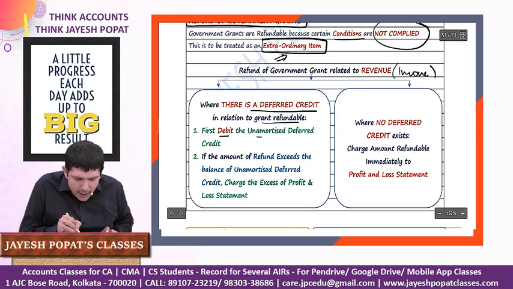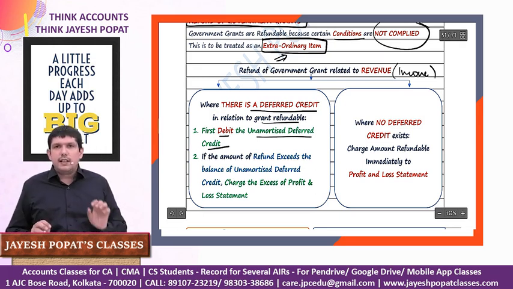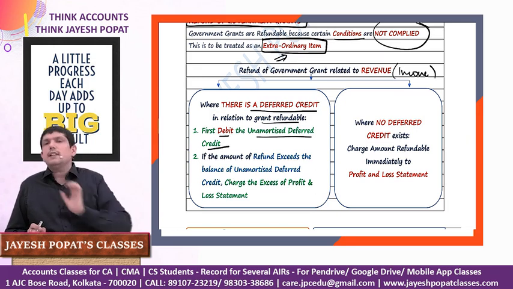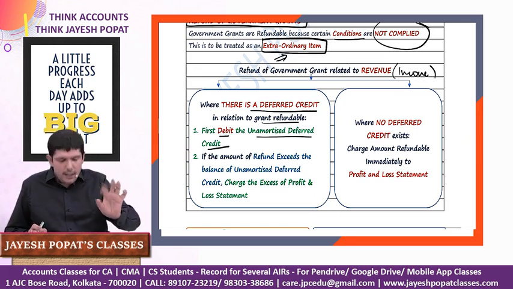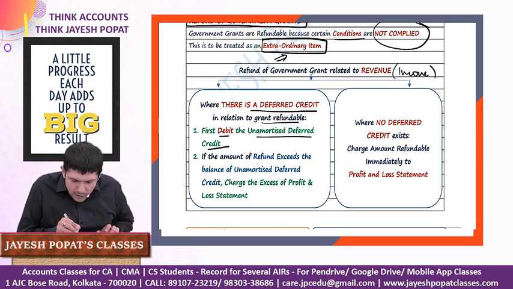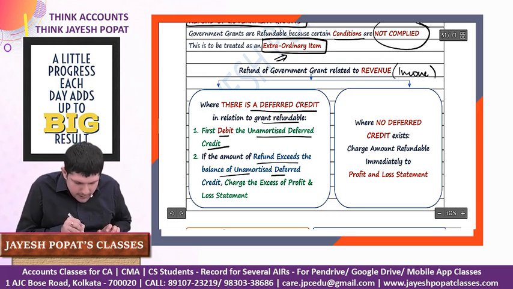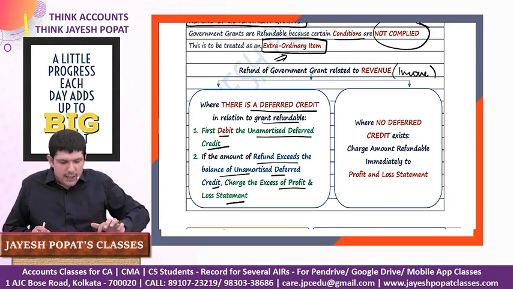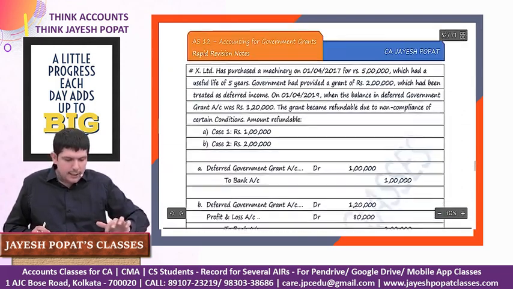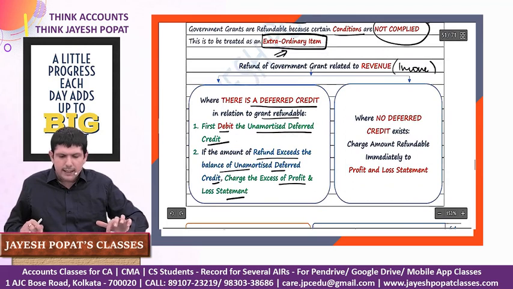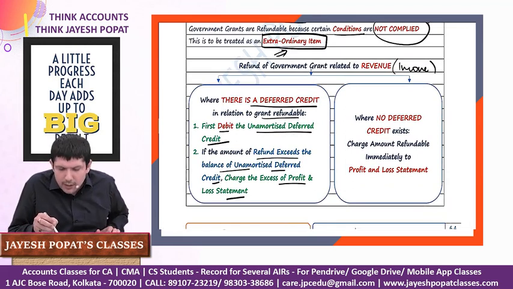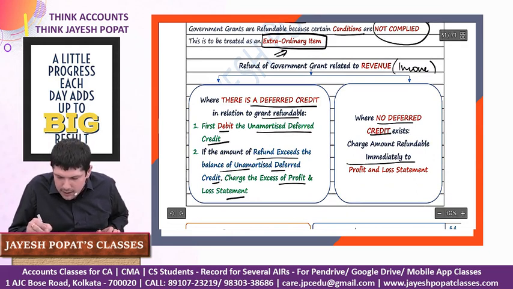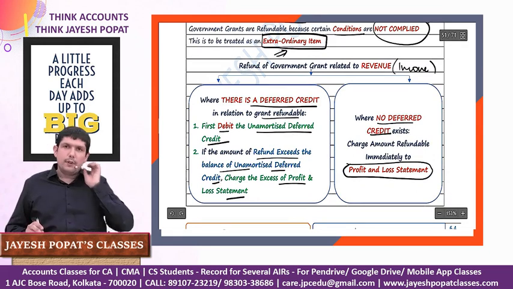First, you will debit the unamortized amount in the deferred credit, means such an amount, right, which is balance in the deferred credit account which you have not credited to the PL till the date of the refund. If the amount of refund exceeds the unamortized deferred credit, then charge the excess to the statement of PL. We'll look at it with the help of an example. Where no deferred credit exists, you need to charge the refund immediately to the statement of profit and loss.